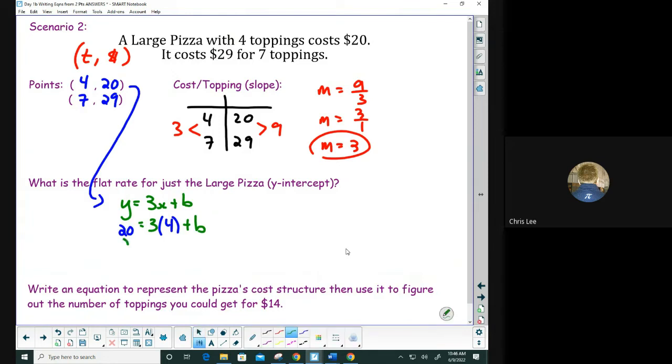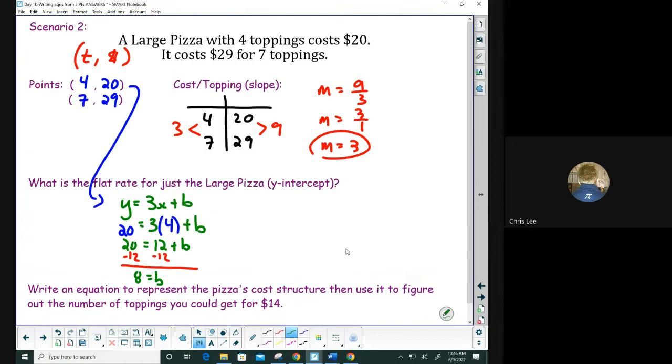So this is going to be 20 equals 12 plus b. Subtract both sides by 12. 8 equals b. So that means there's $8 for a pizza, and it's $3 per topping.